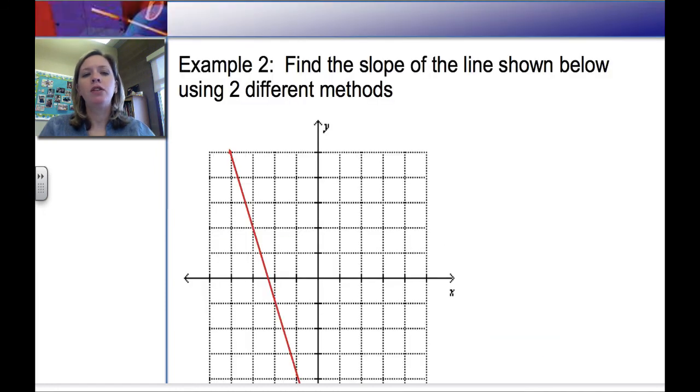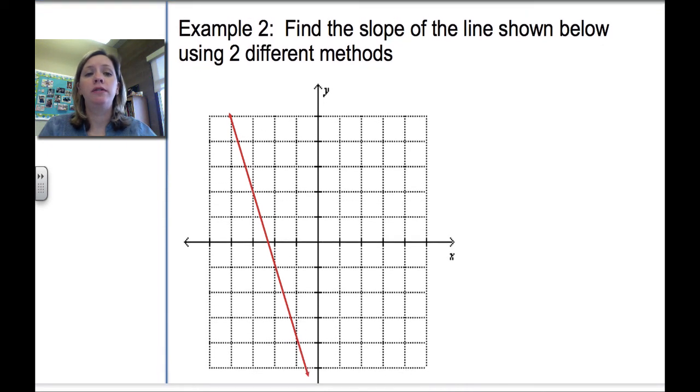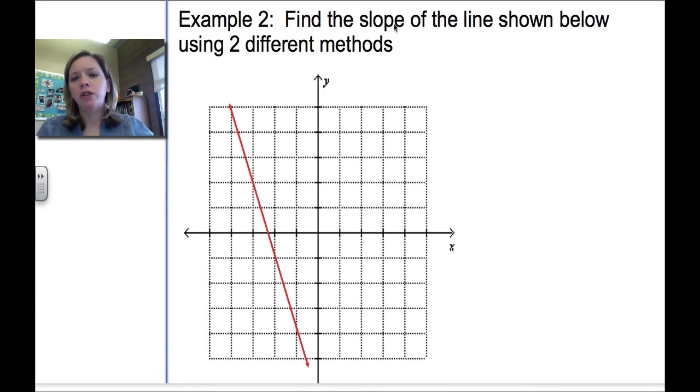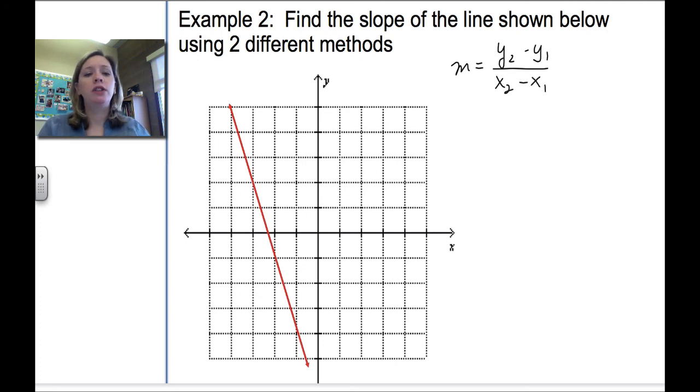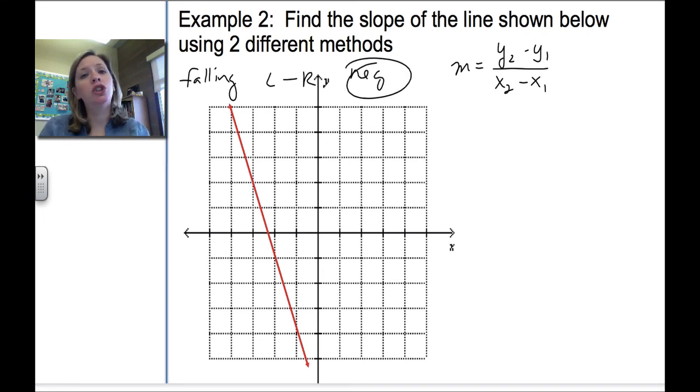Okay? So let's do another example. Let's find the slope of this line using 2 different methods. The first method I'm going to choose is to use the formula y2 minus y1 over x2 minus x1. And just visually inspecting it, I can see that it's falling from left to right, so I know that the slope has to be negative, and that's a great little check to make sure that my arithmetic is correct when I plug something into the formula. I want to make sure that my final answer is in fact negative.